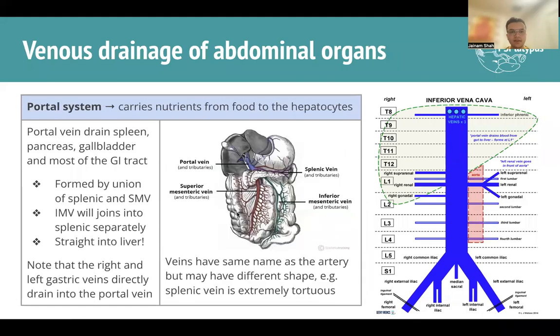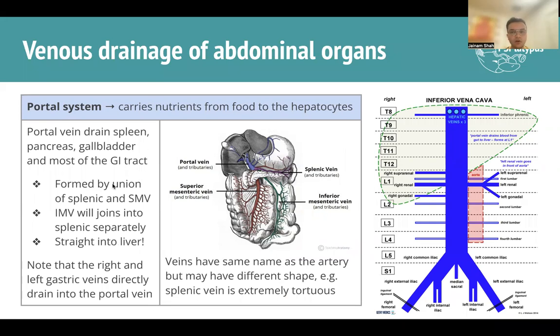And the reason why is, if I go to the portal system, remember that the gut is the place where you have the absorption of nutrients. So all those nutrients first need to go to the liver to screen for toxins, as well as to absorb some of those extra nutrients into the bloodstream before we can then take that blood into the IVC. So it's super important that it goes to the liver first, and to the hepatocytes in the liver.